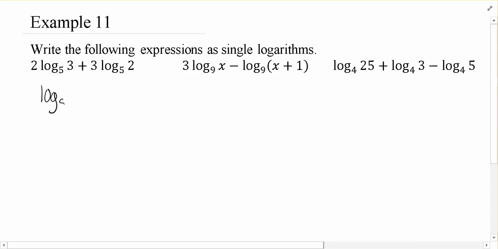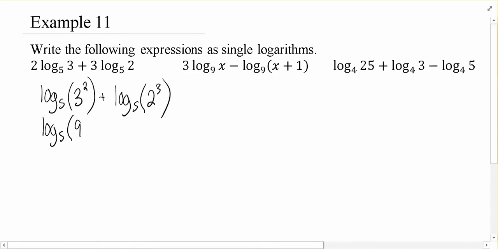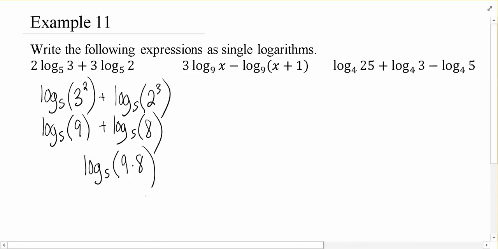And that's where we're going to use the newest rule that we came up with that says I can take that coefficient up as a power. And I'm going to do the same thing in this second log. I'm going to take that 3 up as a power. 3 squared is 9. 2 cubed is 8. Now I can use that rule that says when I'm adding two logarithms together, I can write a single logarithm by multiplying their arguments. 9 times 8 is 72.